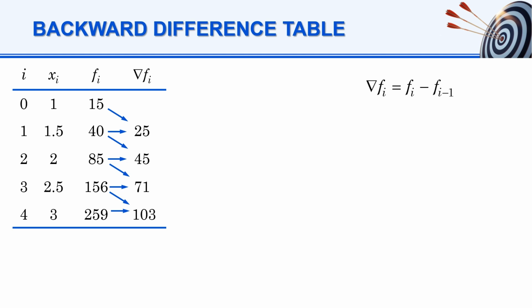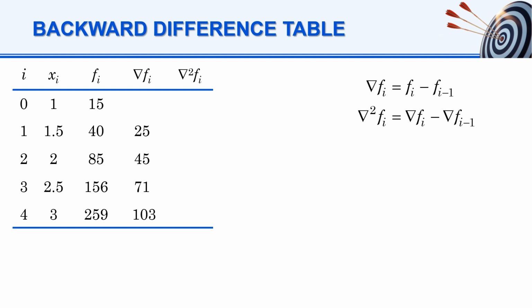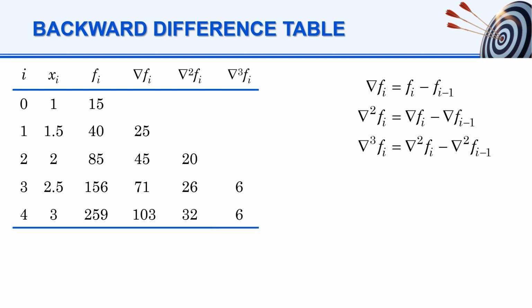The second backward difference is the difference between consecutive values of the first backward differences. Starting with the second row, we compute the second backward differences and place the results in the fifth column. We compute the third and fourth backward differences and place the results in the sixth and seventh columns, respectively.